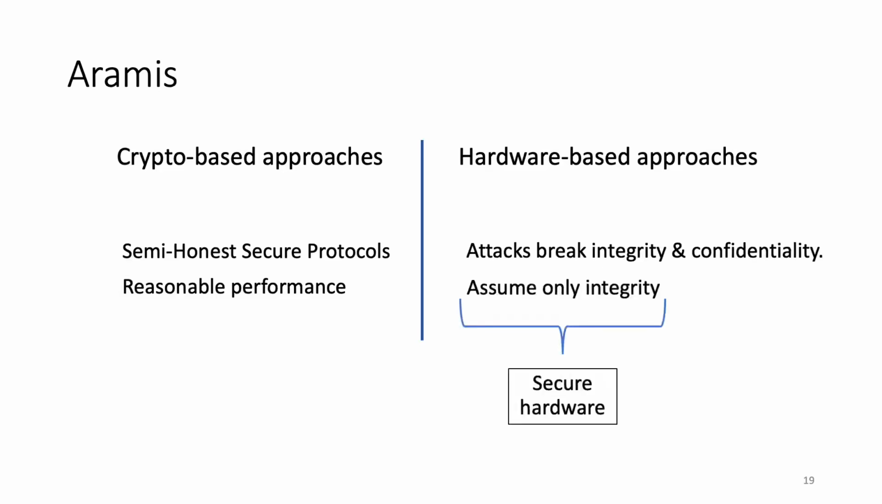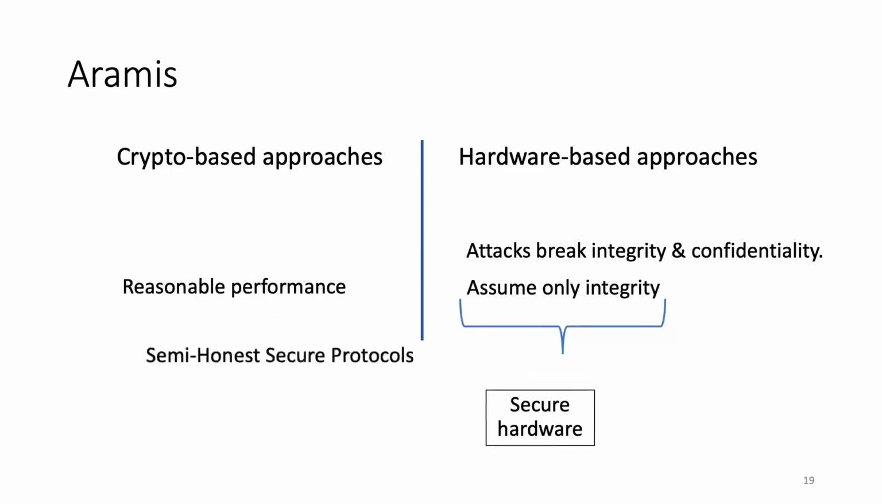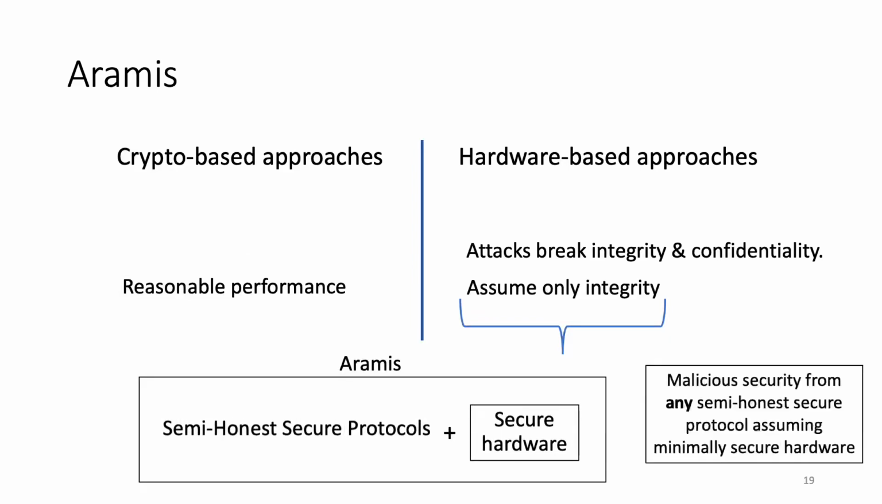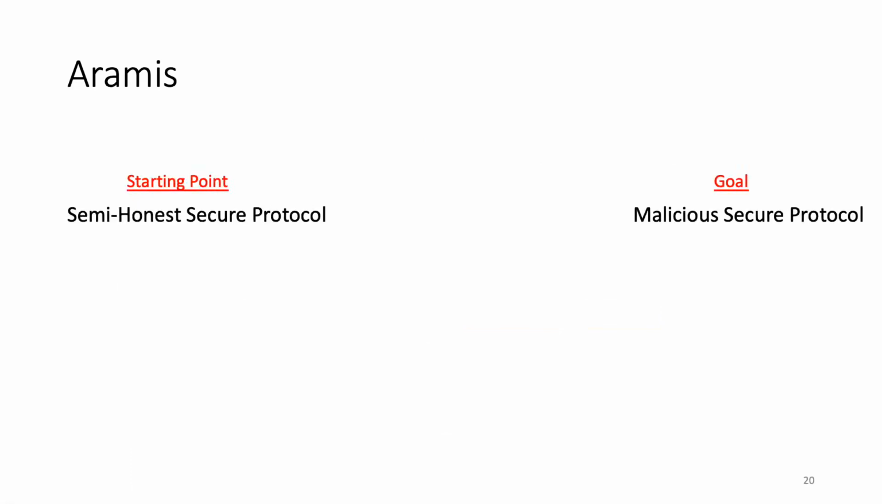We then assume a secure hardware that only provides an integrity guarantee and combine this with the semi-honest secure protocols to get RMS. With a combination of these two techniques, RMS is able to get malicious security from any semi-honest secure protocol, assuming a minimally secure hardware that only provides the integrity guarantees. Let me elaborate now on how exactly RMS combines the two approaches to get malicious security. Our starting point is a semi-honest secure protocol, and what we desire is a maliciously secure protocol.